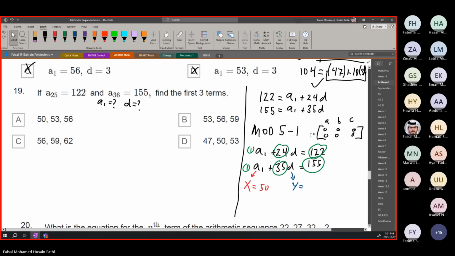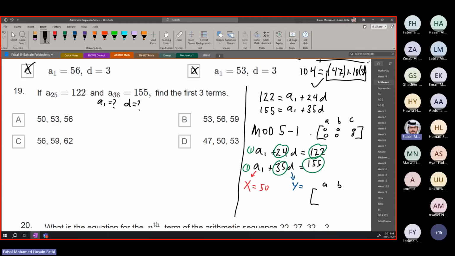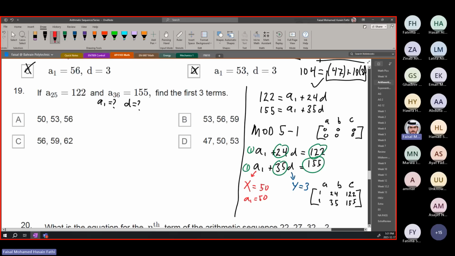Let me do it down here. So you'll get A, B, C. I think I got 3 for this. So it's 3. So A, B, C. This will be 1, 24, 122, 1, 35, 155. Then you're going to hit equal. It's going to give you an x. You hit equal again. It's going to give you y. Your x is A1. This is A1 equal 50. And your y is your D equal 3.